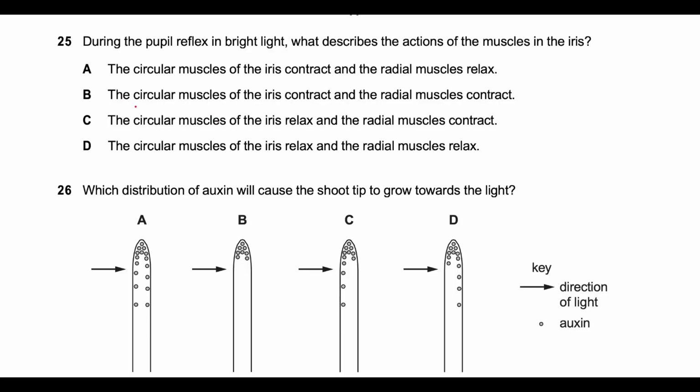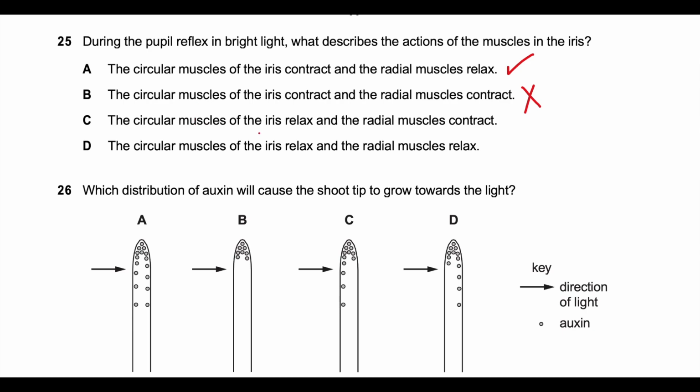Now, let's read the options. A. The circular muscles of the iris contract and the radial muscles relax, and that's what we explained. But let's see the other options, why they are wrong. B. The circular muscles of the iris contract, and that's right, and the radial muscles contract. How come? They must be the opposite of each other.